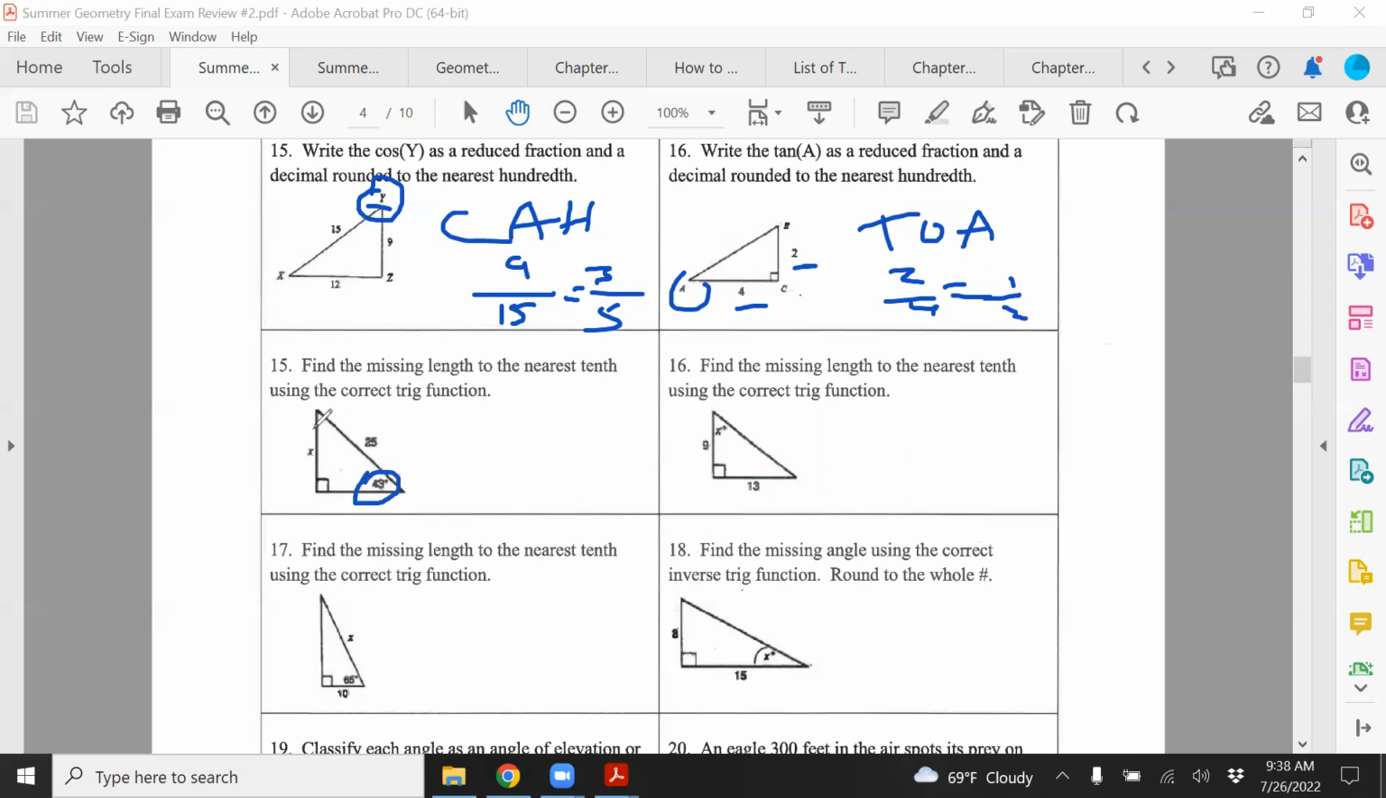So you have to first figure out, okay, which one am I going to use? The sub, the cut, or toe. So that's a little more challenging. 15 and 16 are a little more challenging. Oh, they're the same numbers. These next 2 are more challenging than the previous 2.